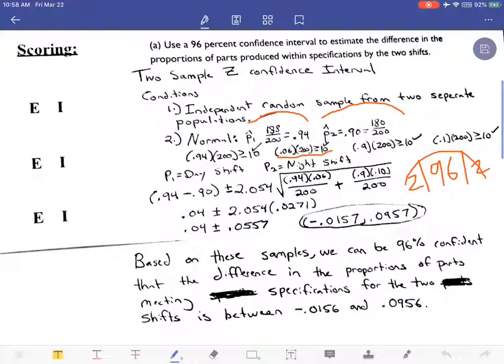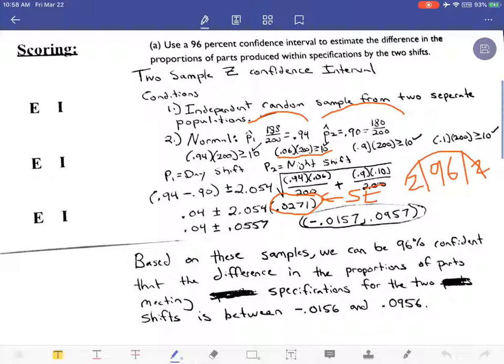Add those together and we take the square root, which comes out to 0.0271. So that all together, just that 0.0271, remember that's our standard error. We call that our standard error.